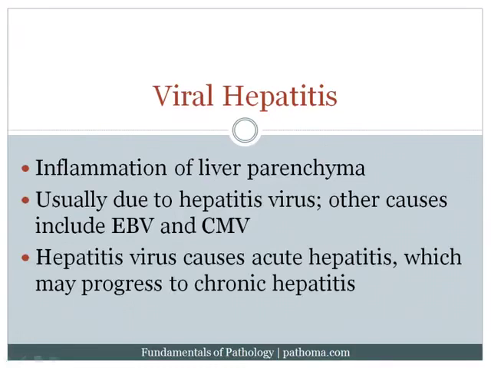Viral hepatitis is inflammation of the liver parenchyma. It's usually due to hepatitis virus, but it's important to note that other causes include EBV and CMV. Recall from our discussion of infectious mononucleosis, which was caused by EBV or CMV, that you could also get a hepatitis, and I discussed that there.